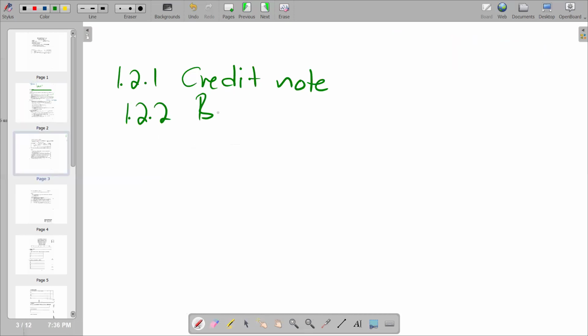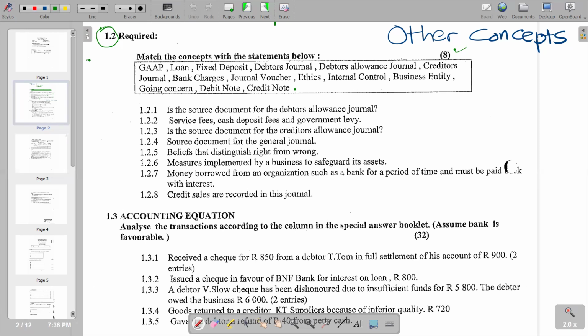Next is the source document for the creditors allowance journal, and you know that this is a debit note. Remember, the creditors allowance journal is used when we previously purchased goods on credit as a business, and we are returning those goods to our supplier. That's when we have the creditors allowance journal, and the source document related to that is a debit note.